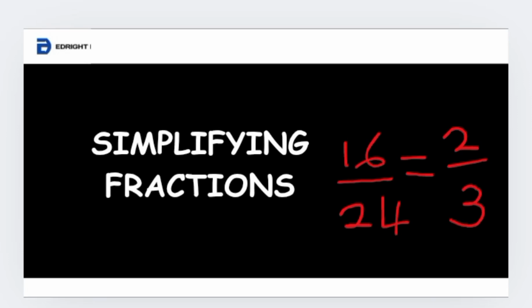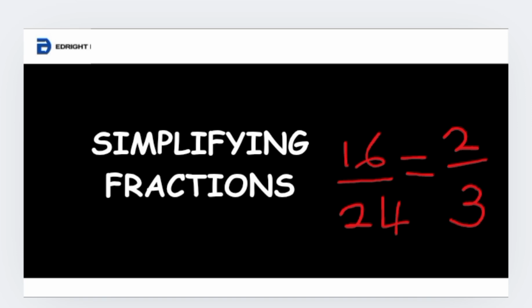Welcome to this lesson. Here we have simplifying fractions. Simplifying fractions means making fractions simple, easy, reducing them to their lowest term, the lowest part of it. However, they will still be equivalent. So that's what this simply means.